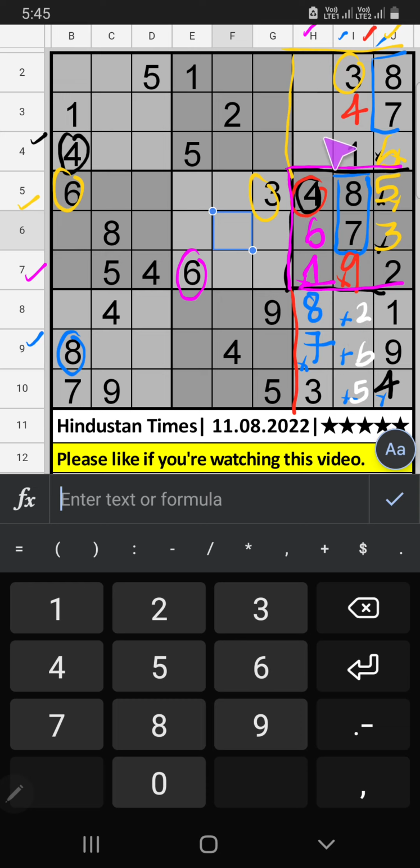Column H, 3 numbers are remaining: 2, 5, 9. 2nd row and 4th row, we have 5. So 5 can't come in these cells. Then 5 is confirmed here. Then only 2 numbers are remaining: 2 and 9. It will come in one of the 2 cells. We will confirm later.